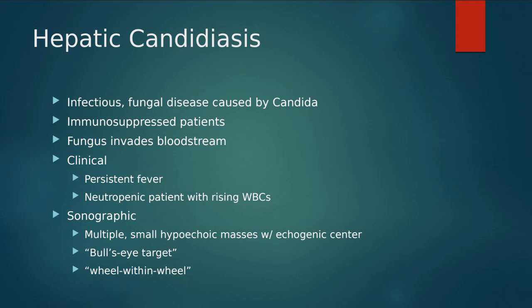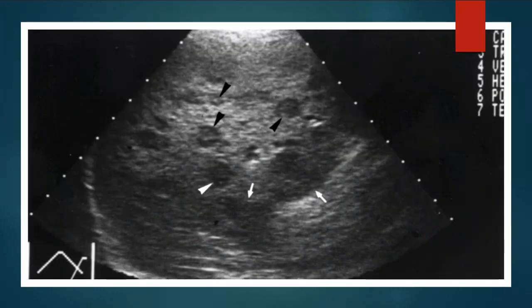On ultrasound, we are going to see what are called bullseye target lesions or wheel within a wheel lesions. This just means that they are hypoechoic masses with an echogenic center. And let's take a look at what that looks like. So here we have all of these hypoechoic masses, all of our little arrows pointing to them, with a slightly hyperechoic or echogenic center. Now, it's important, again, to get clinical history, especially if you're working with a cancer immunosuppressed patient. Metastatic disease can have a very similar bullseye appearance.